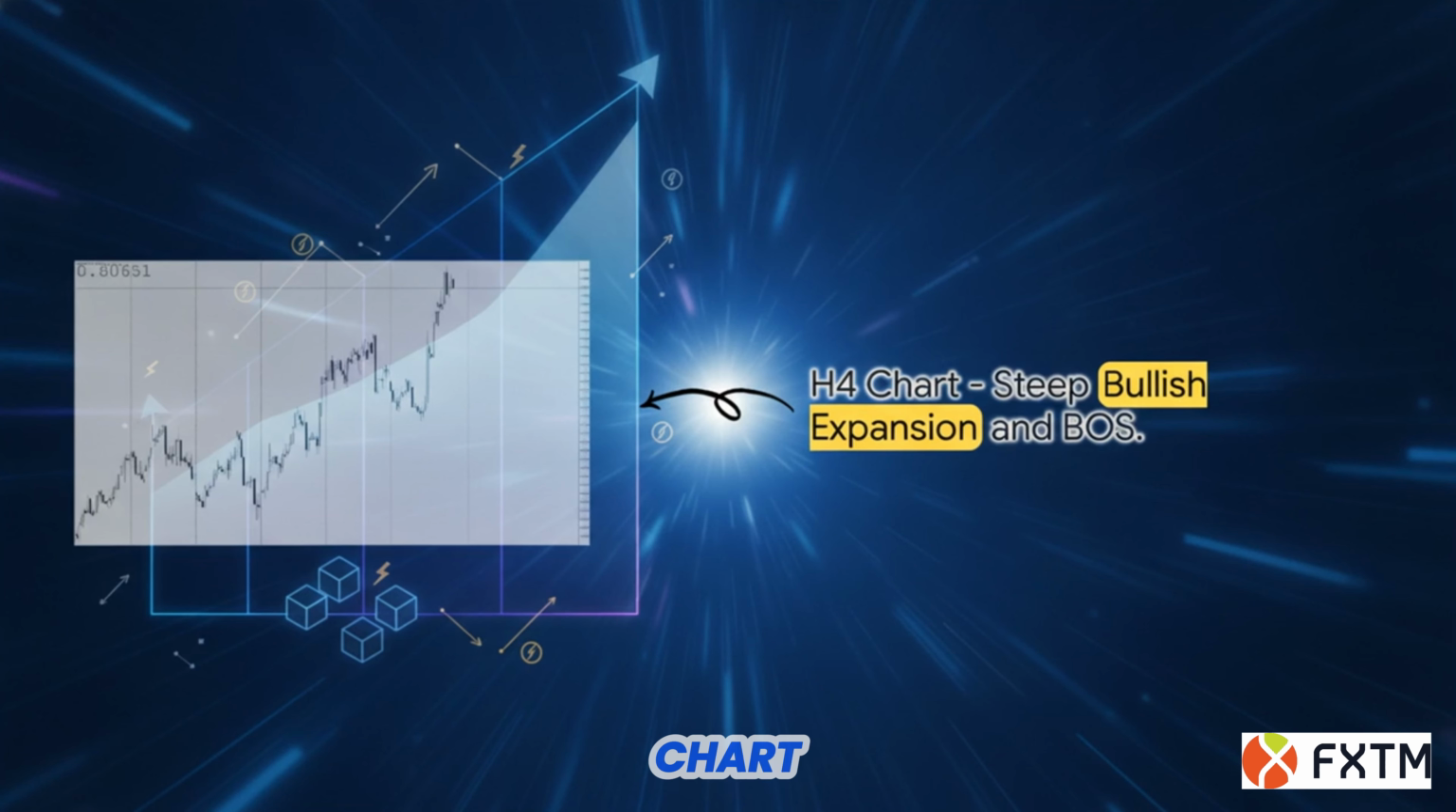Zooming into the H4 chart, the bullish expansion is steep, deliberate, and highly aggressive. We have a continuous sequence of higher highs and higher lows, with multiple breaks of structure firmly confirming the institutional sponsorship. They are actively defending their long positions at every single dip.